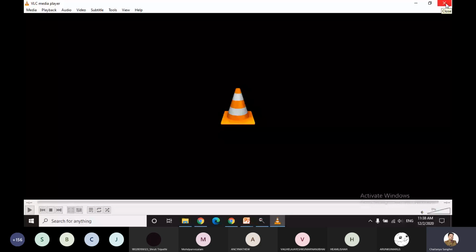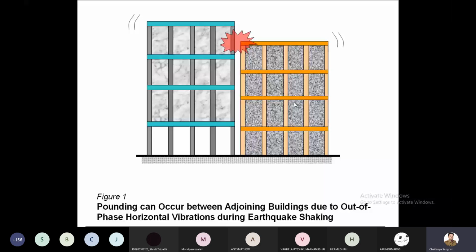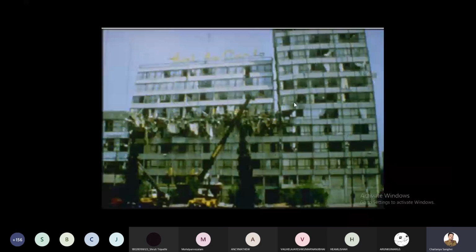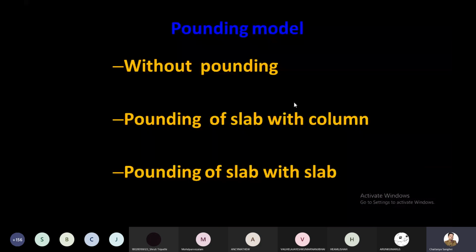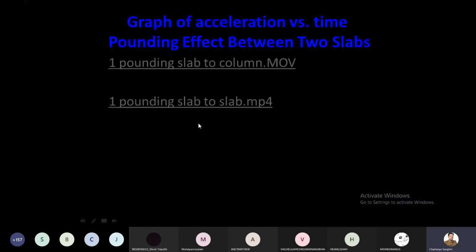Then we talk about pounding, right? We talk about the pounding. When two buildings are close to each other, they will hit each other, right? And this is what we observed in the last lecture. So we have created models of pounding of slab with column and pounding of slab with slab. So they were very simple models. Here, this slab is hitting this column, while here, the slab is hitting the slab. These models we have created, and look at this.